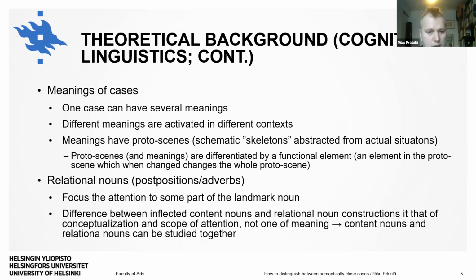And as I said, the relational nouns that are traditionally considered postpositions or adverbs focus the attention usually on some part of the landmark noun. And there is no inherent difference between the relational nouns and the content nouns inflected in cases expressed.